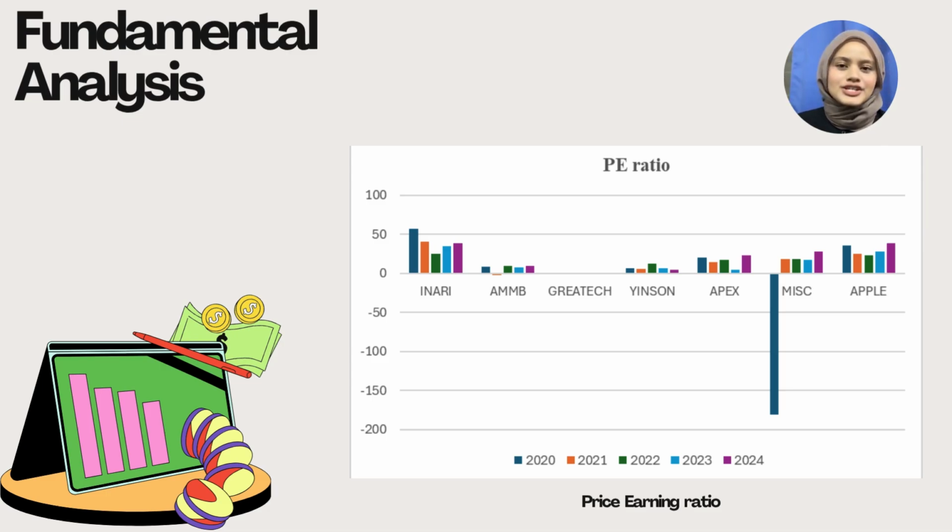First, let's look at the price to earnings PE ratio. This ratio shows how much investors are willing to pay for each ringgit of a company's earnings. For example, Apple and Inari have a high PE ratio, showing strong investor confidence and growth expectation. On the other hand, AMMB and Apex had a low or negative PE in some years, which could indicate undervaluation or past financial issues. Overall, the PE ratio helps us understand market perception of each company's future performance.